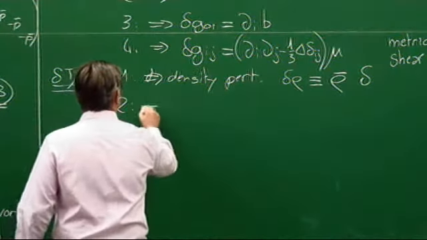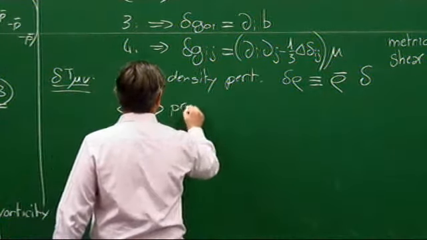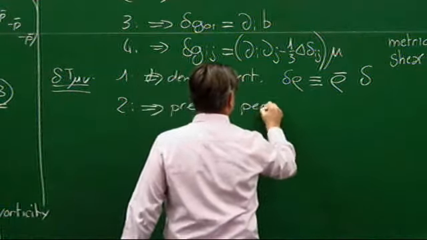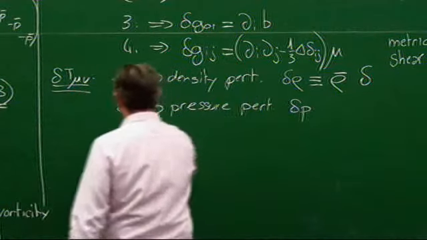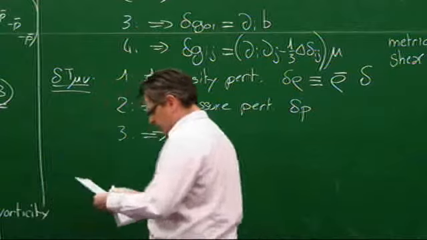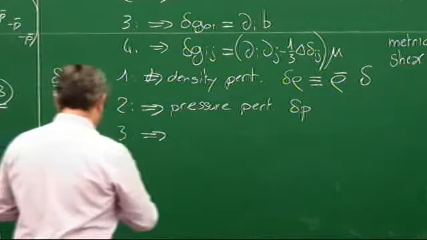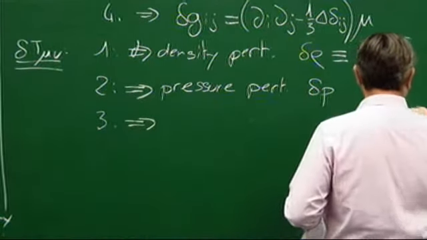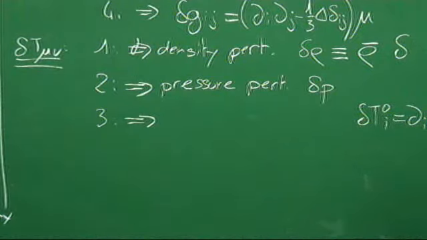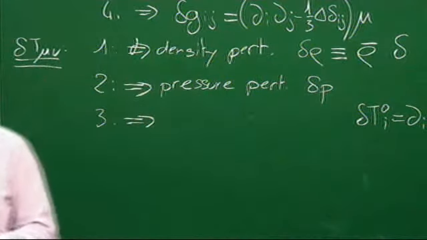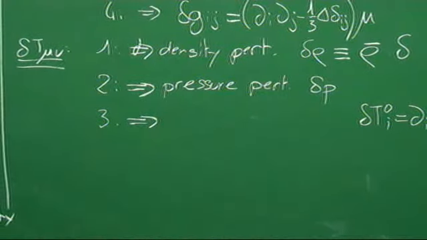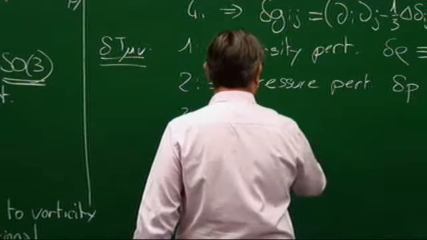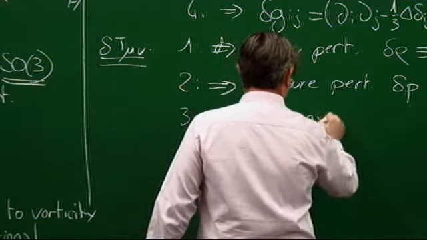In the piece that we call 2, we have, of course, pressure perturbations, delta P. In the part that we call 3, which is the part in delta T0i that I can derive from a gradient, we'll call this gradient V. This component accounts for energy fluxes, for the irrotational part of energy fluxes in my matter distribution. So irrotational energy flux.